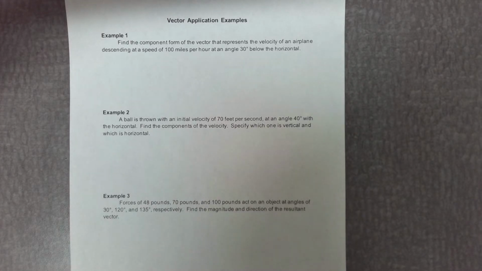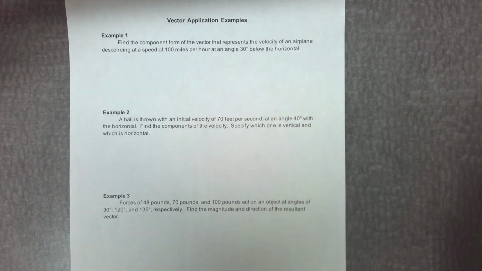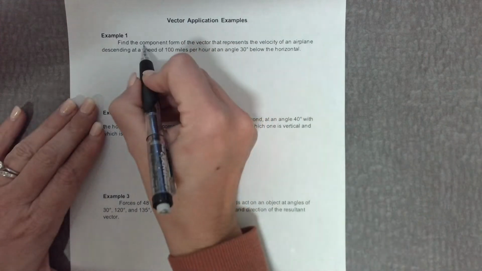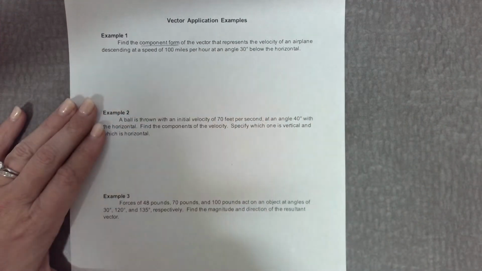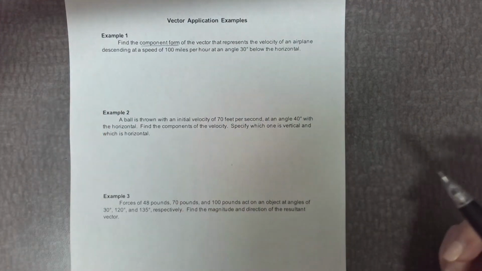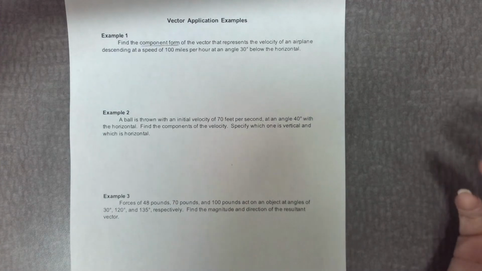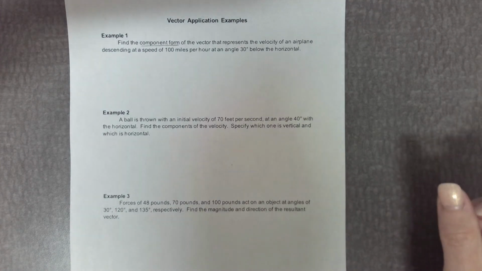In this video, we're going to look at some vector application problems. In example 1, we're asked to find the component form of the vector that represents the velocity of an airplane descending at a speed of 100 miles per hour at an angle 30 degrees below the horizontal. Anytime we're asked to find the component form of a vector, we'll need the magnitude and the direction of the vector first to be able to transfer that into component form.